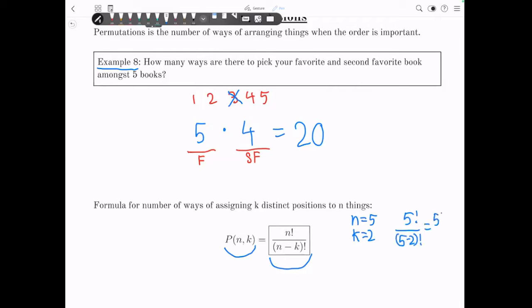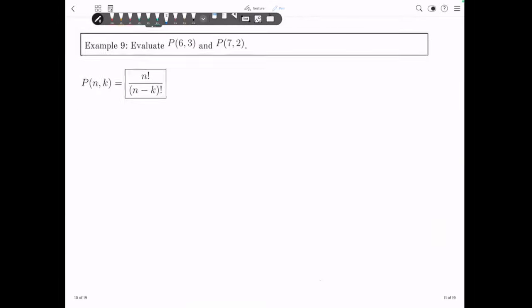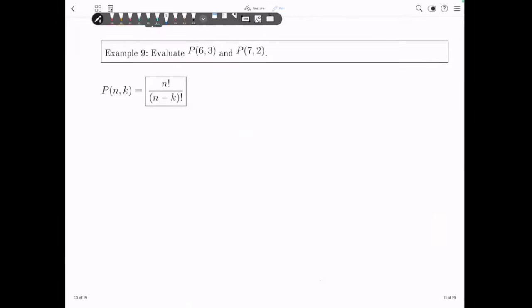which is equal to 5 factorial over 3 factorial, which is equal to 5 times 4 times 3 factorial over 3 factorial. Notice that I just split the 5 factorial into 5 times 4 times 3 factorial, so it will cancel out with the denominator. These terms cancel, and we get an answer of 20, just like we got with this method. So both methods work, except this is a formula for generally solving all these kinds of problems. So here's another problem. Again, this notation just means that if you have 6 objects, you need to choose 3 positions, and similarly for 7 and 2.